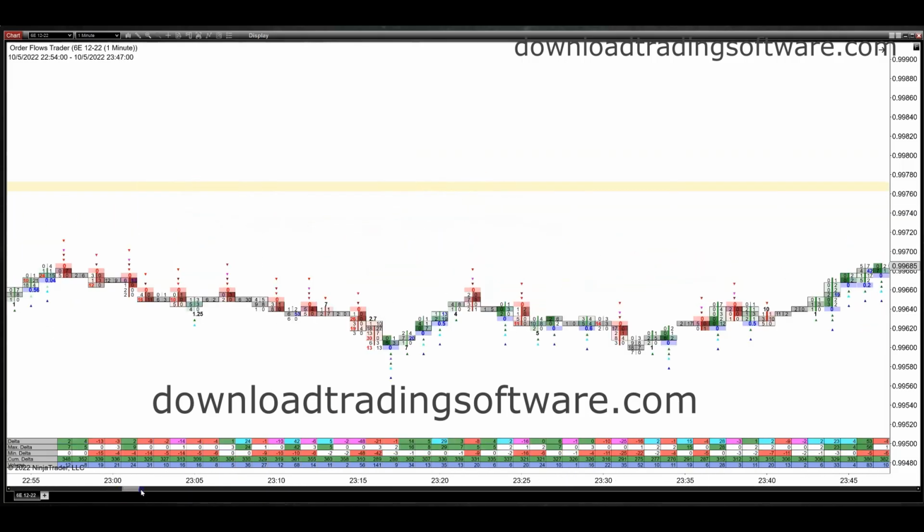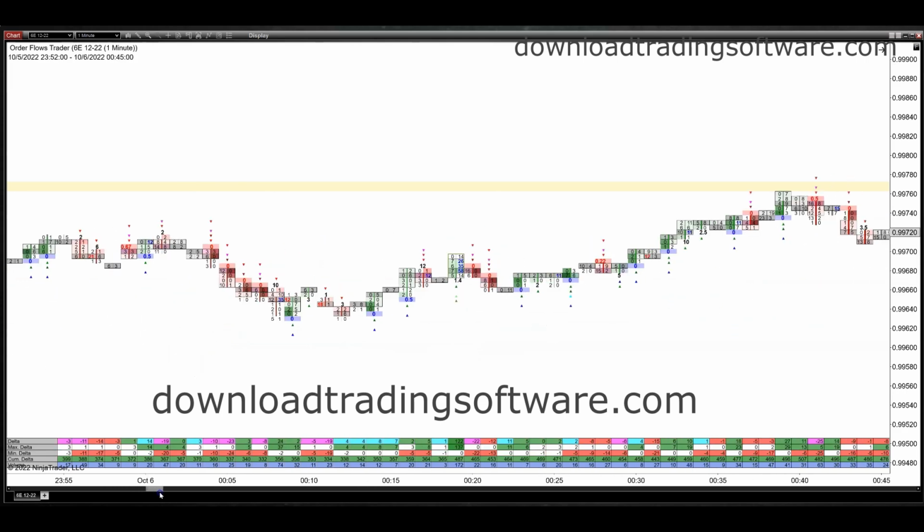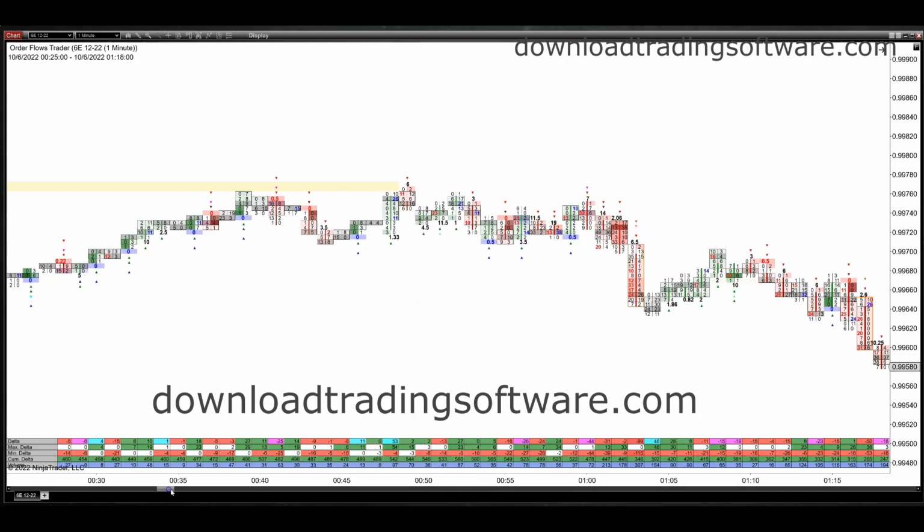Now again, delta divergence will only appear at the high of the day. Delta divergence is not bar and delta divergence, meaning a red candle with positive delta or a green candle with negative delta. That is not what a delta divergence is. So it came all the way out here until it was tested and then it dropped off.